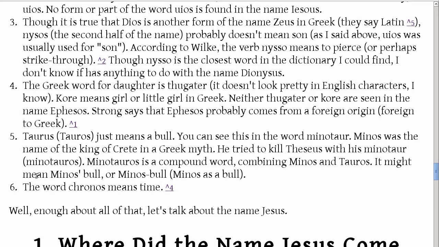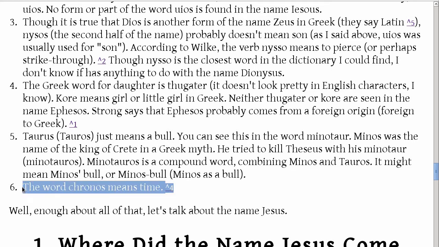Minotavros might mean Minos's bull, in other words, the bull that belongs to Minos, or possibly Minos as a bull, as if Minos transformed into part bull, part human. In the myth, the Minotaur was part bull, part human. He had a bull's head, and yeah.